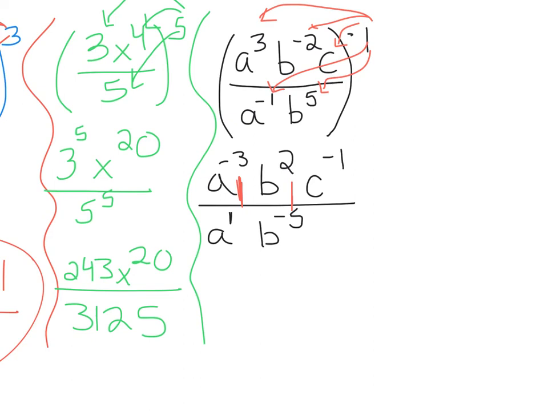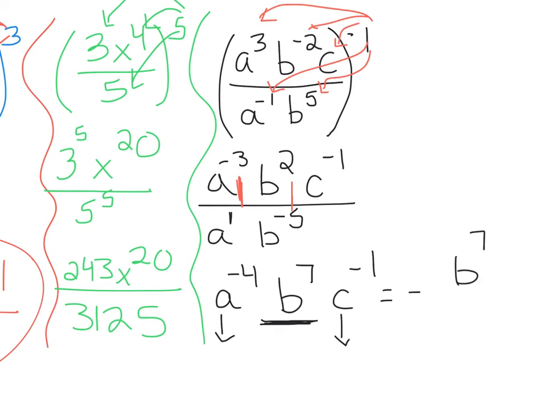All right, so one of the ways we can do this is now, because I have a and b, they have the same base, so I can subtract those exponents. So -3 minus 1, that is a to the power of -4. 2 minus -5 becomes b to the power of +7, and then I have c to the power of -1. Now b has a positive exponent, so that gets to stay, while the other two have to go to the denominator to become positive. So b to the 7th over a to the 4th and c to the 1st.